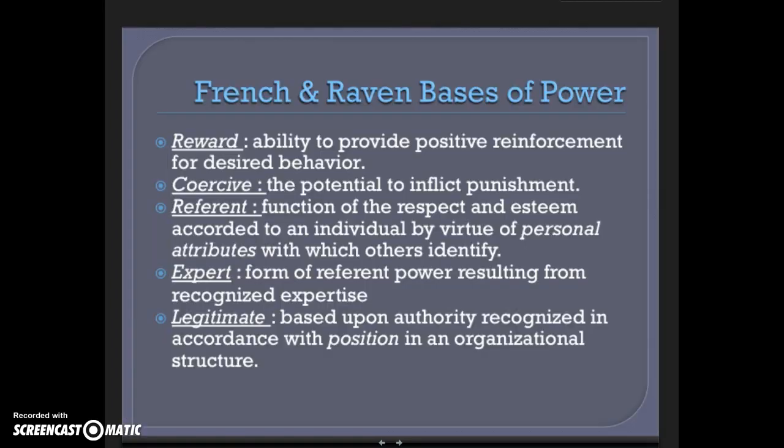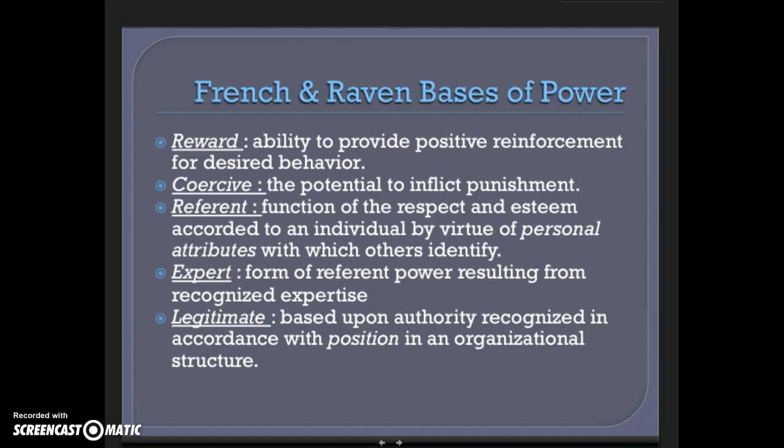So the next element that I want to talk about in terms of the personal lens also comes into play when we talk about groups and teams and organizations. So French and Raven's bases of power, they come up with 5 bases of power. And this is power that we have over somebody else. So reward power is the ability to provide positive reinforcement for some kind of desired behavior. And this may mean giving somebody an A or giving somebody some money for doing something.